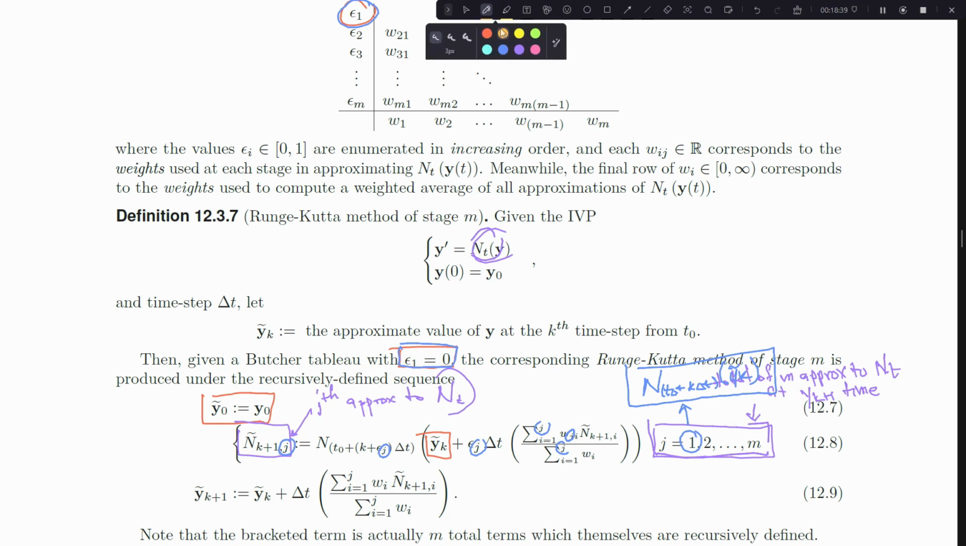But if we moved up to j equals 2, for example, then all of a sudden that's a 2, that's a 2, that's a 2, that's a 2, and that's a 2. And all of a sudden we're on the second row here, where now we care about epsilon 2 and w21. So this epsilon 2 here, maybe it's 1/2. This becomes t naught plus k plus 1/2 delta t. So I've moved 1/2 time step in the future. Maybe epsilon 2, oh yeah, we just decided was 1/2. Maybe w2 was 4 for some strange reason.